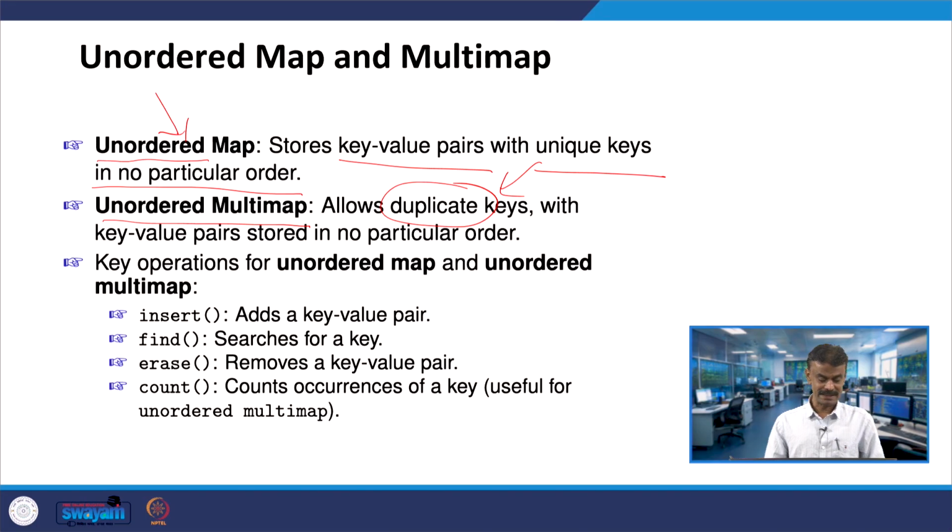So what are all the operations we can see? As usual, we can see insertion, so you can add a key value pair. We can do find, which is searching for a key, erase, which is removing a key value pair, and count, which is counting the occurrences of a key. This will be useful for unordered multimap, because when you are using unordered multimap it allows duplicates, so we are counting the number of occurrences of a key.